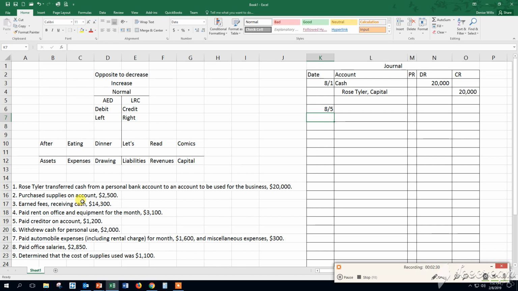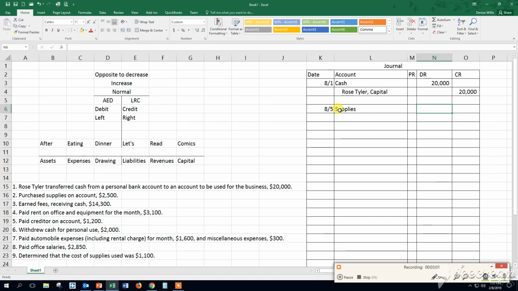We're going to use an account called accounts payable to handle that. That's going to be our liability account. But let's deal with our supplies. Supplies are an asset. It's a resource that the business has to use. Now, as they're used up, it may become a supplies expense. But right now, it's an asset. Okay? So to increase an asset, what do we do? We look up here, AED, LRC. Assets have a normal debit balance. To increase this account, I am going to have to debit it. So let's debit our supplies account.